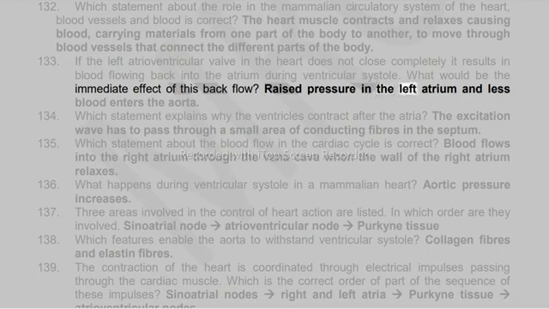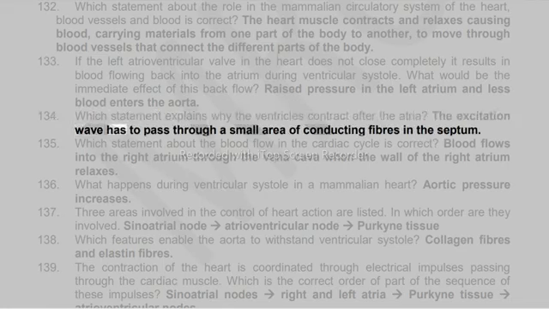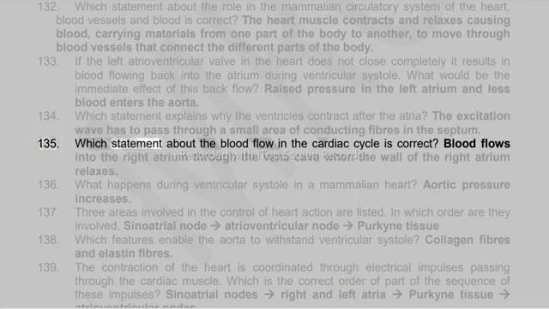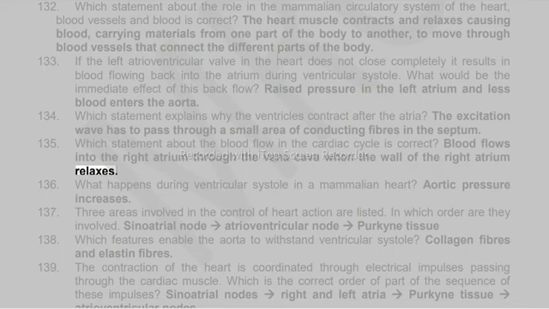Raised pressure in the left atrium and less blood enters the aorta. 134. Which statement explains why the ventricles contract after the atria? The excitation wave has to pass through a small area of conducting fibers in the septum. 135. Which statement about the blood flow in the cardiac cycle is correct? Blood flows into the right atrium through the vena cava when the wall of the right atrium relaxes.